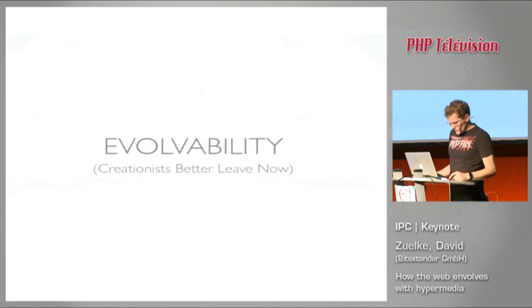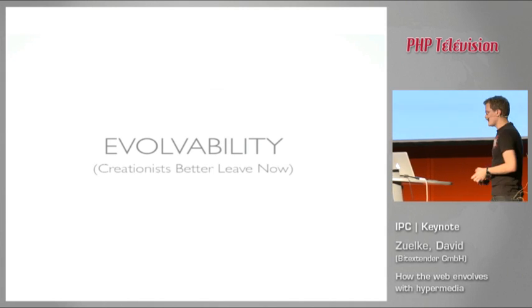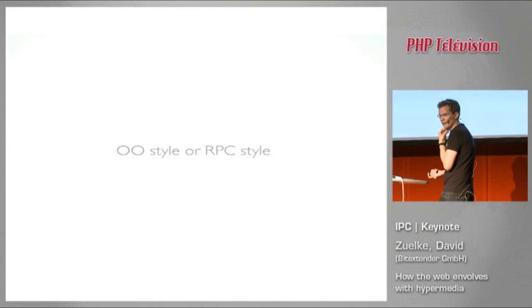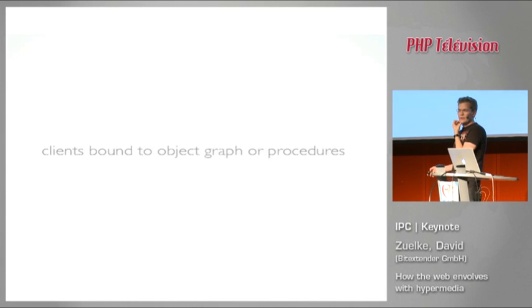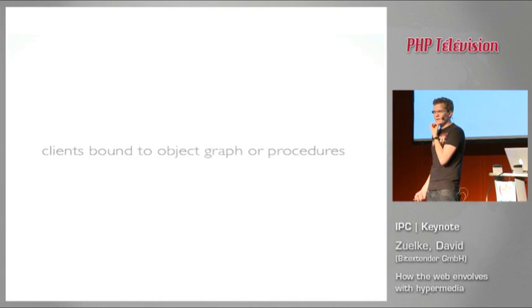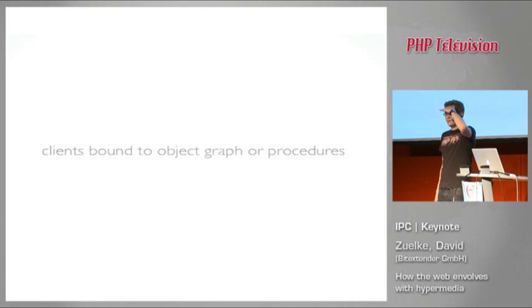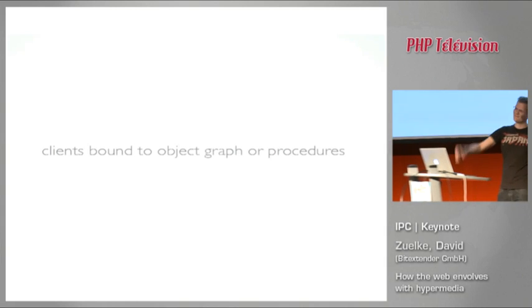And the point of this also is not just following links and not breaking when links change. It's also about evolvability. Sorry, creationists. If you have an OO or RPC style, you bind your client to the object graphs or procedures. Who has written SOAP clients that broke? Who has had to consume SOAP services that broke because the stupid server vendor updated something? Who has had to pull an overnighter because you wanted to update something and it broke the client stuff? Wow. Half of the room used SOAP and nobody ever breaks anything. That's good stuff. I don't believe you.